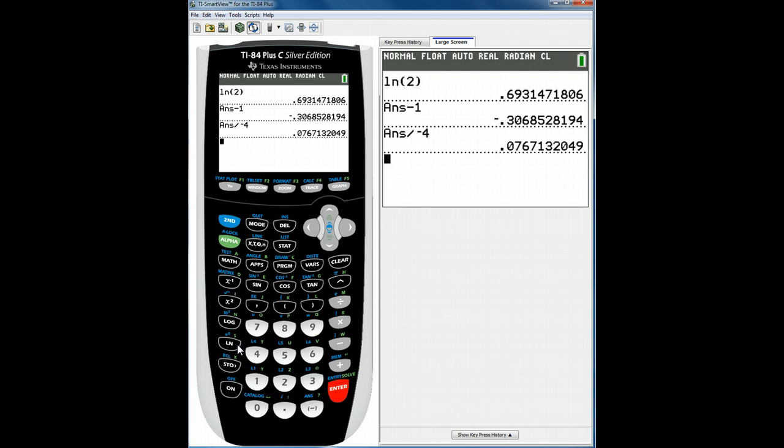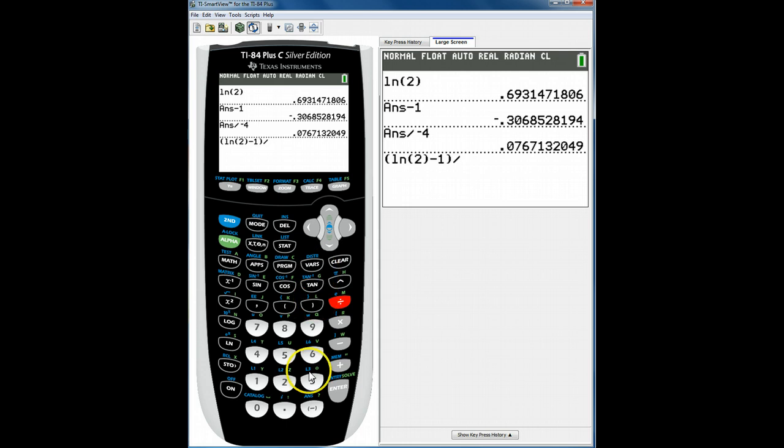It's kind of weird, the calculator is, so you have to use parentheses. So you have to put the entire numerator in parentheses and then divide it by the entire denominator in parentheses. So it looks something like this. Natural log of 2 minus 1. So that's our whole numerator. Then we're going to divide that by negative 4.